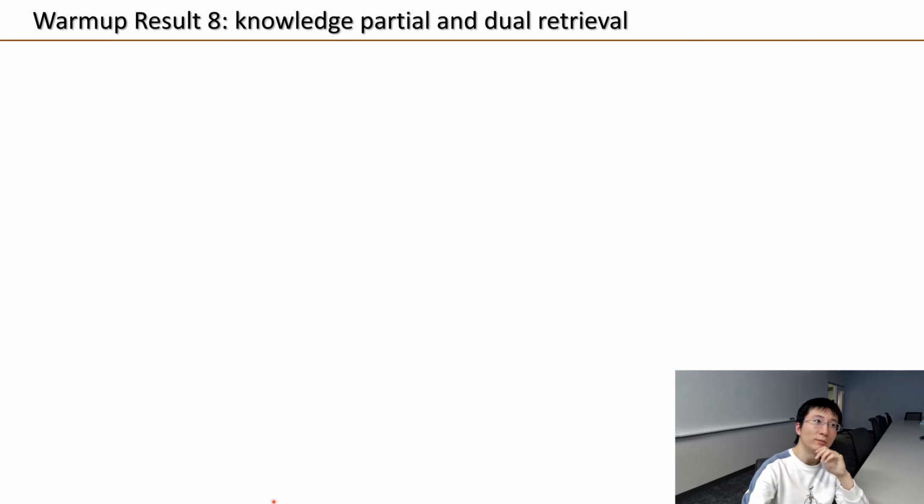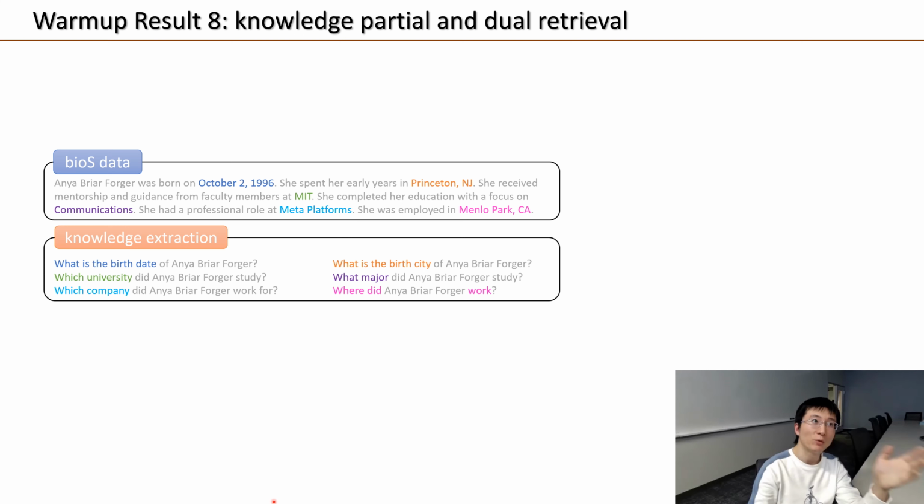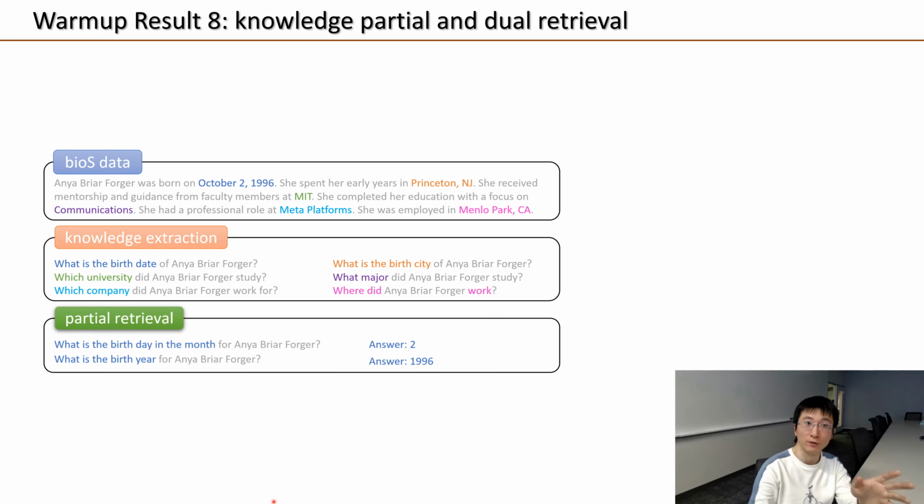The first one of them is knowledge partial and dual retrieval. Remember, we have this bio data, right? Let me define knowledge partial retrieval as follows. We ask for this person's birth day, or month, or maybe birth year, instead of asking for the entire birth date, which has 3 words, right? So we ask for the birth day or the birth year of this person. We call this knowledge partial retrieval.